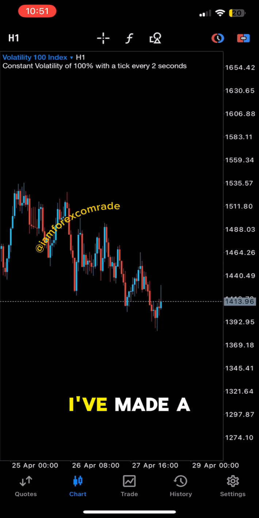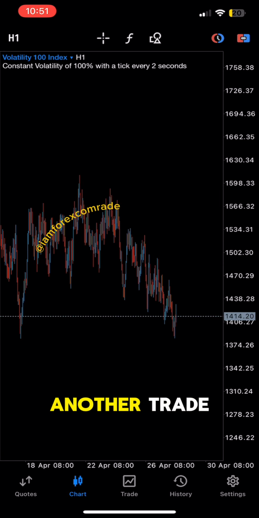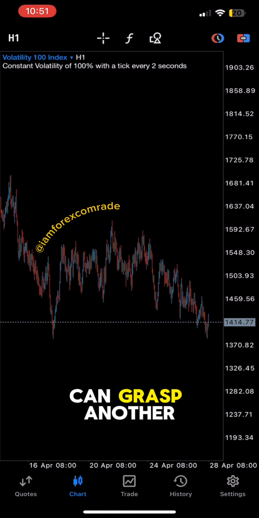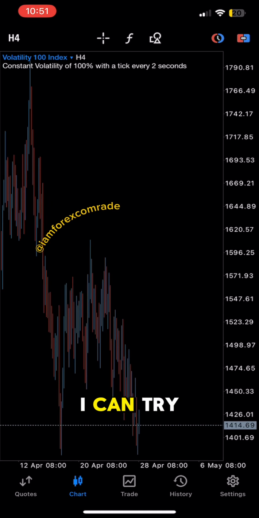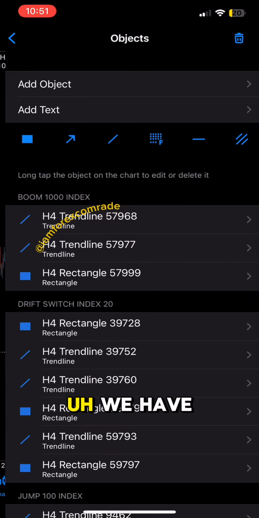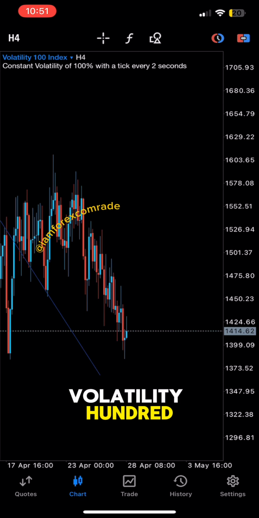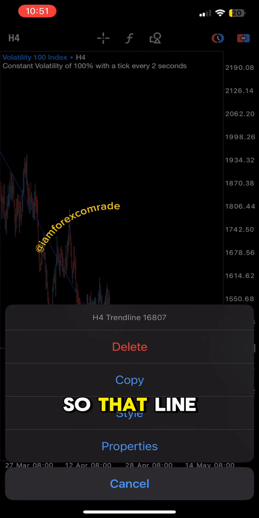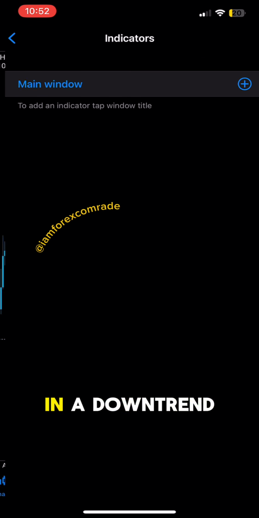So now that I've made a little bit of profit, I'm just going to look for another trade, probably the last, so that you can grasp another concept, or so that I can try to recover the loss that I made earlier. Anyway, we have visited the Volatility 100. In the Volatility 100, as you can see, it is a downtrend as marked by that line. I'm just trying to illustrate that the market is in a downtrend.